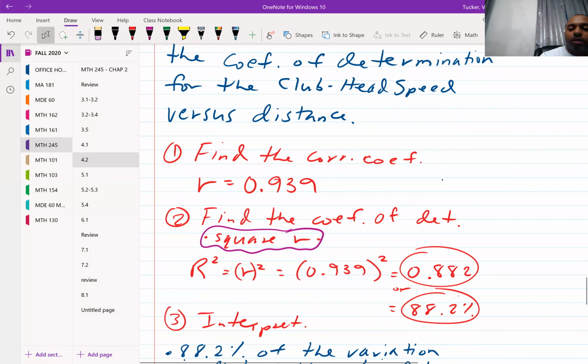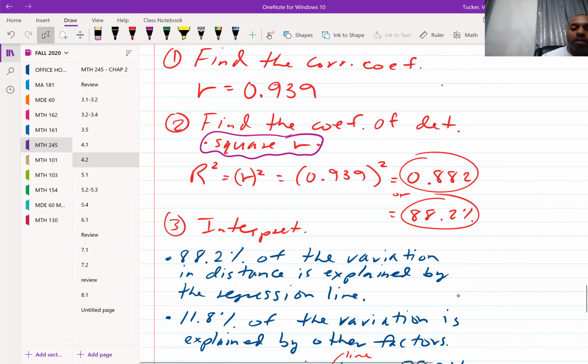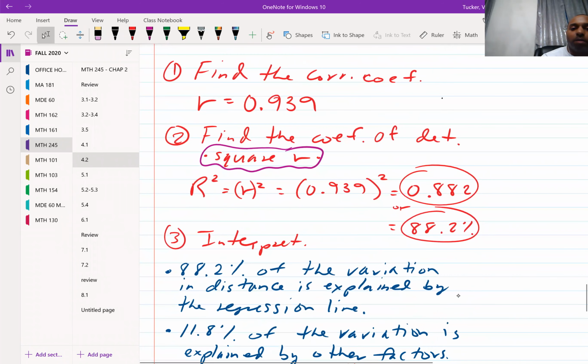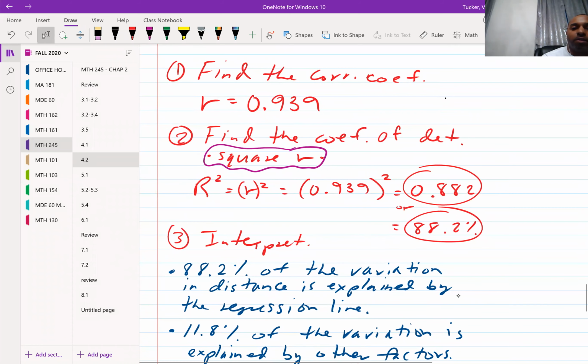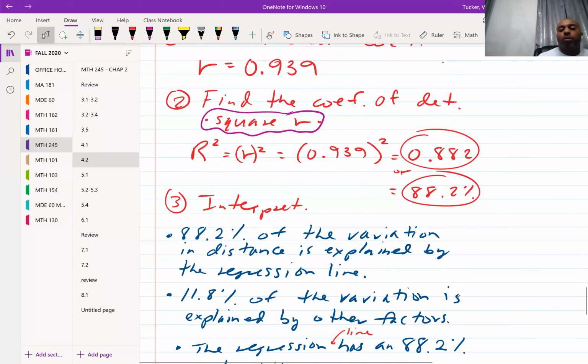All right, so now we can interpret it. That's all there is to that. If you already have your correlation coefficient, then all you do is square it, and that's the coefficient of determination. So the interpretation of that: 88.2% of the variation in distance is explained by the regression line. That means 11.8%, in other words, subtracted from 100, 11.8% of the variation is explained by other factors.